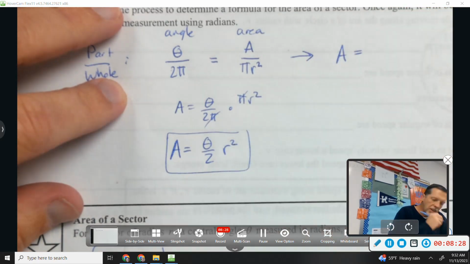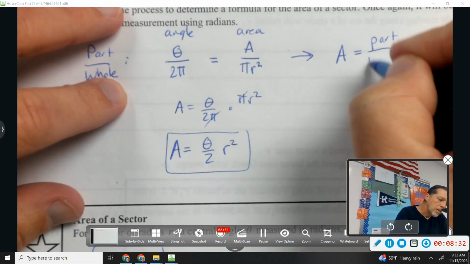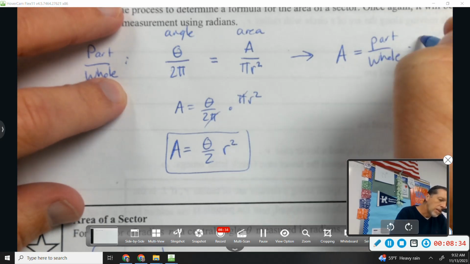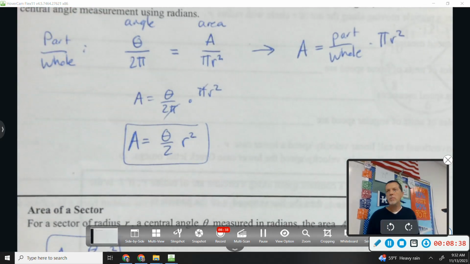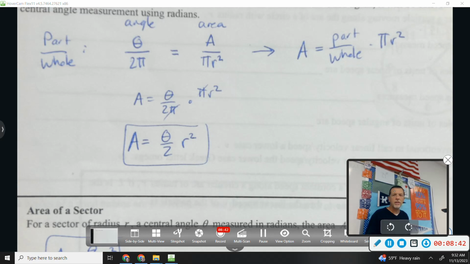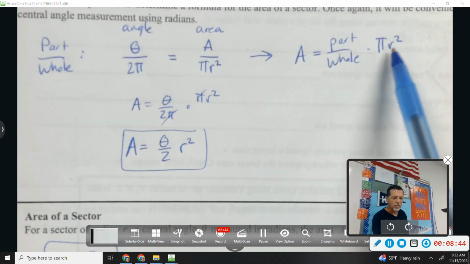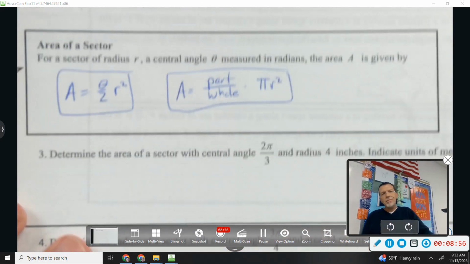I prefer to think of it as a ratio: part of the whole times pi r squared. So if you got half the circle, you do half of pi r squared. If you got 1/3 of the circle, you do 1/3 times pi r squared. So either one of those is fine.